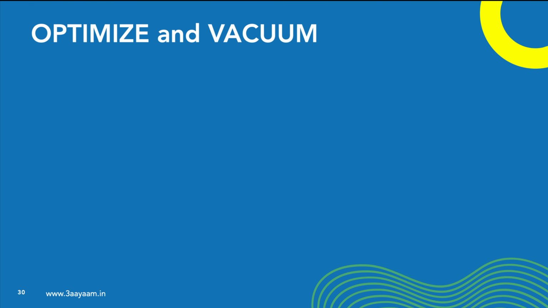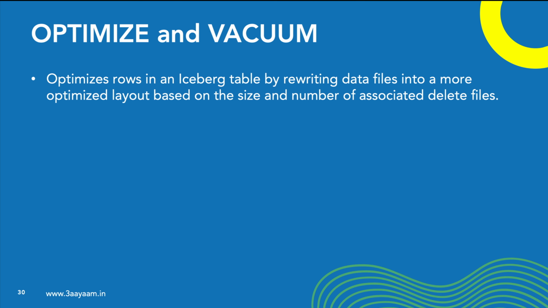Also, we have something called optimize and vacuum. What optimize does is optimize rows in an Iceberg table by rewriting data files into a more optimized layout based on the size and number of associated delete files. What is meant by this statement? It means that over a period of time, you might have one or more data files in Parquet, but if you have done a lot of modifications, your number of delete files would be pretty huge. So optimize would merge all those delete files and the data files and create a new set of data files. That's what optimize does. And this is the command: optimize followed by the table name.